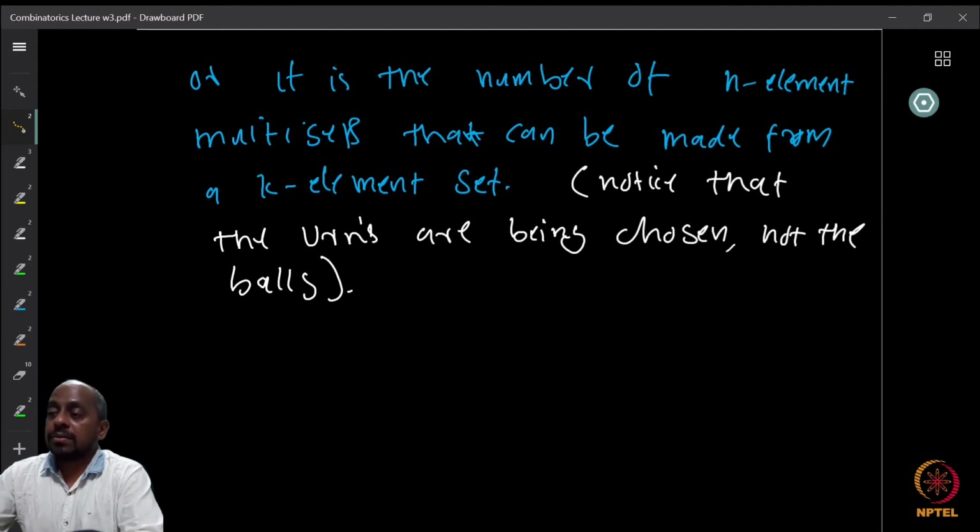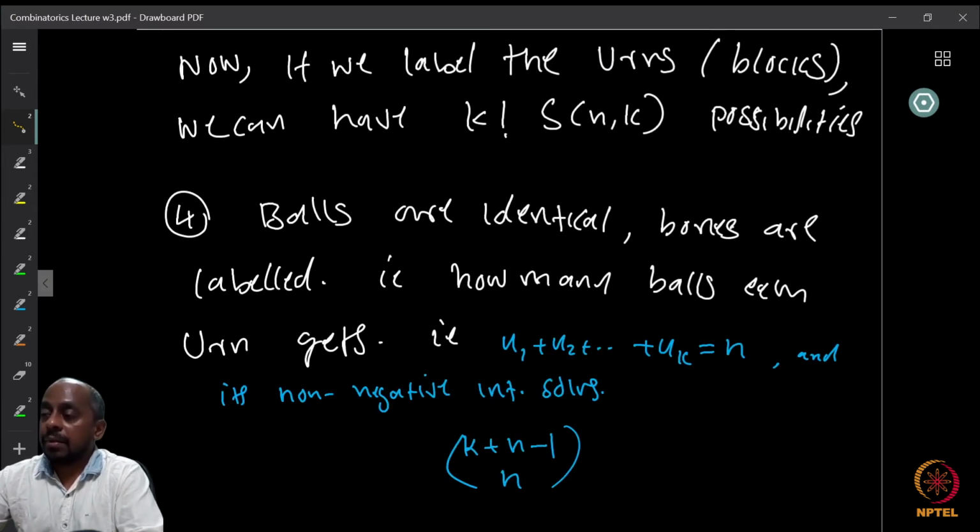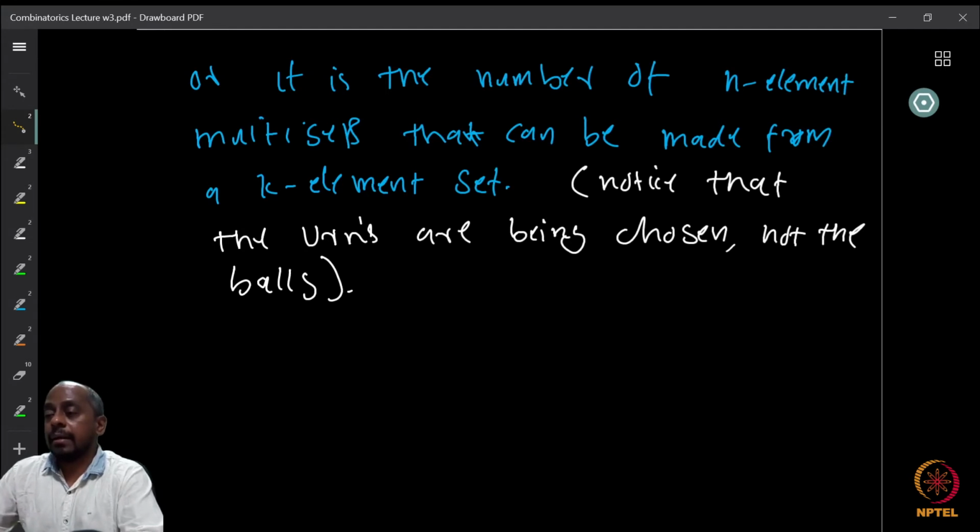Now this is also the number of n element multisets that can be made from a k element set, right? Because instead of looking at choosing the balls to be placed, you choose the urns, and then decide how many balls go to each of the urns. So this is basically choosing the urns, and that can be looked at as the number of ways of forming a multiset from a k element set, where the k element set is the set of urns.